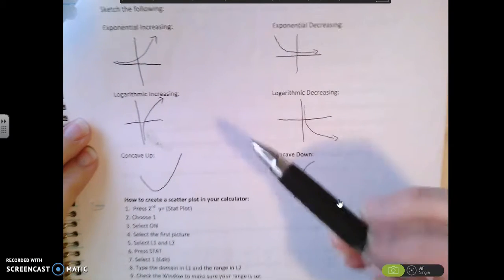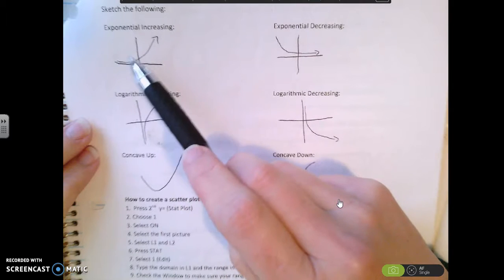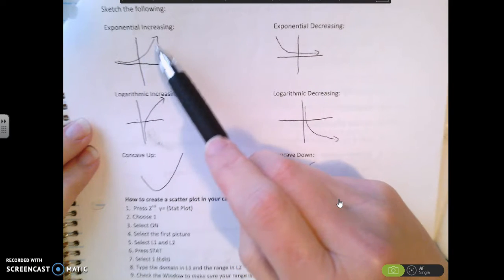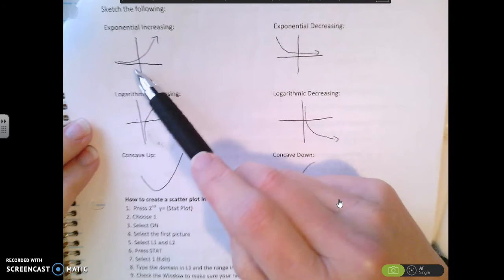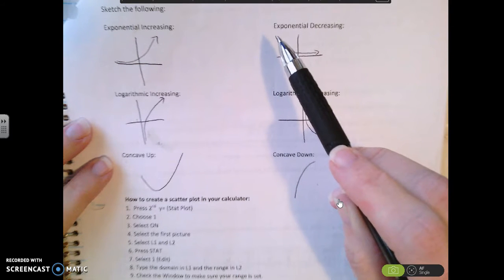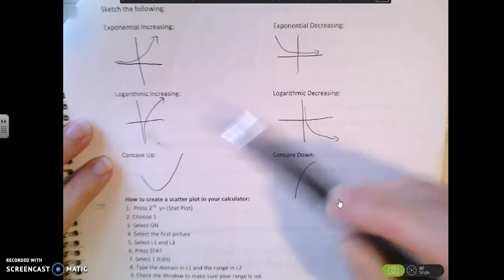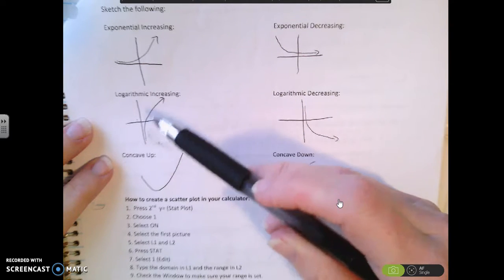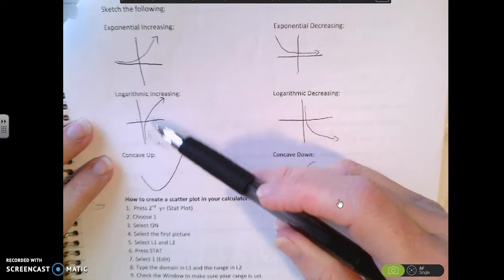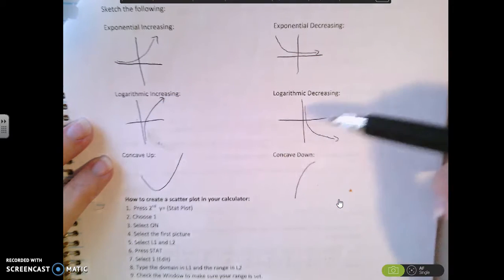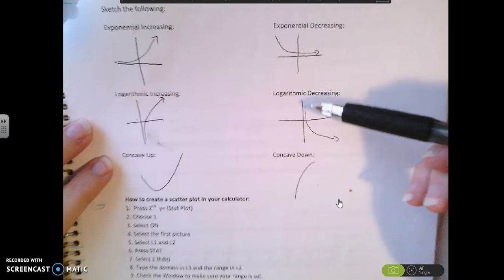So just as a reminder, an exponential function that's increasing starts in quadrant 2 and goes up to quadrant 1. An exponential function that's decreasing starts in quadrant 2 and goes down to quadrant 1. Logarithmics are in quadrant 1 and quadrant 4, and logarithmics decreasing are in quadrant 1 and quadrant 4.